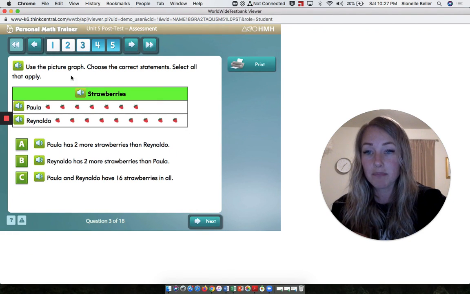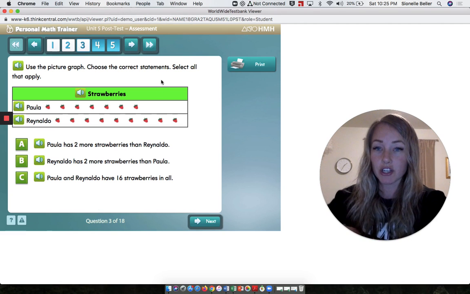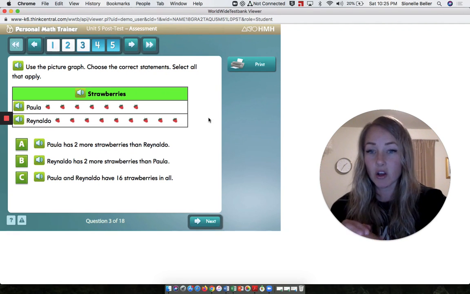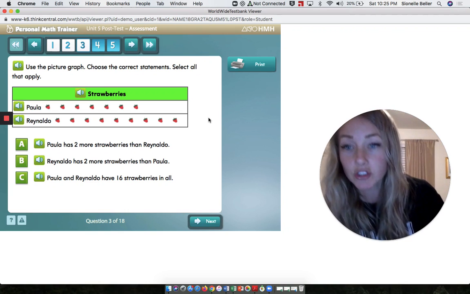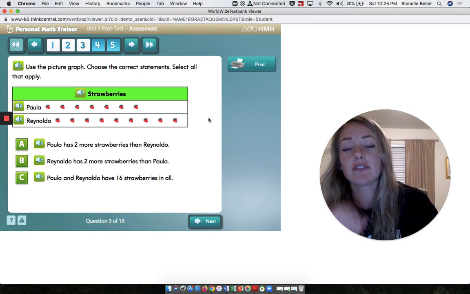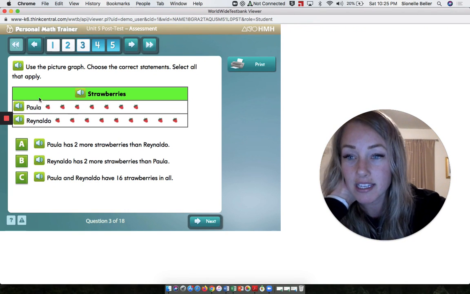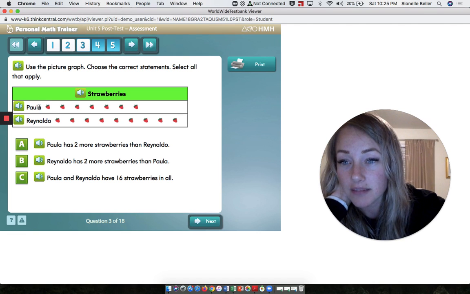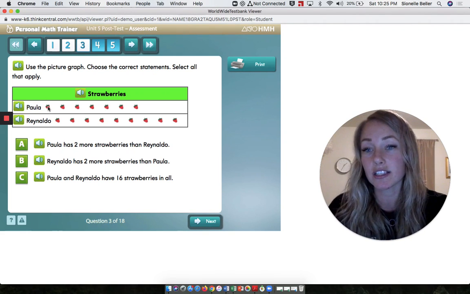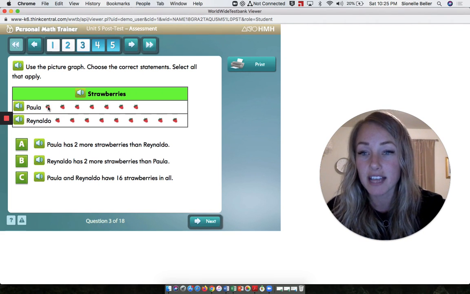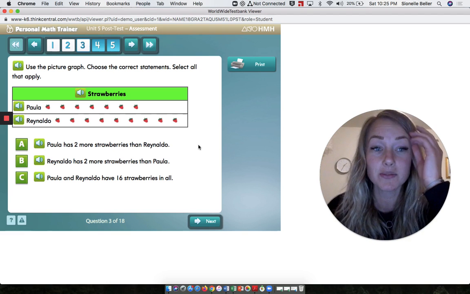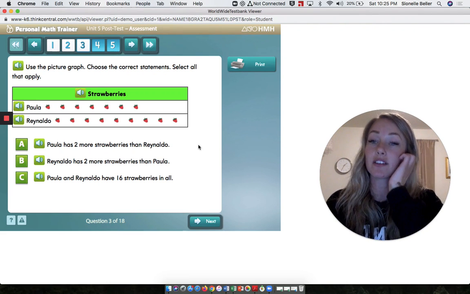All right, use the picture graph. This one is a picture graph. Choose the correct statement. Select all that apply. Now this one's tricky. They did not make this picture graph right. Can you see what's wrong with it? Since Paula's name is shorter, they started the strawberries back here. But is that easy for us to tell? The strawberries, are they lined up nice and easy for us? They're not. So this one's kind of tricky because they didn't totally make the graph correct.